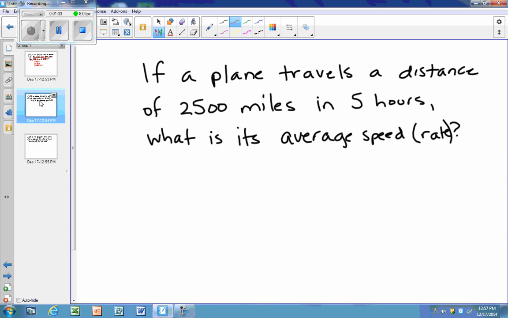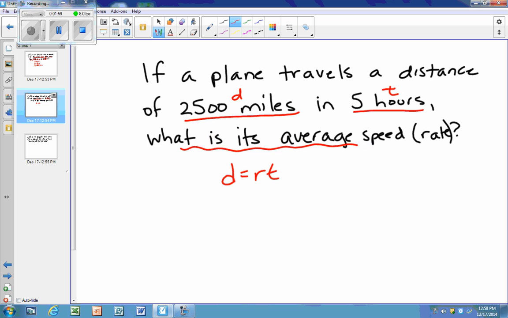Now the one right below that is the second one I'll be going over, and it's: if a plane travels a distance of 2,500 miles in 5 hours, what is its average speed or rate? So again, I'm going to use that distance formula. Distance equals rate times time. I'm going to reread the problem again. If a plane travels a distance of 2,500 miles, so this actually tells us that that's our D. In 5 hours, that's going to be our T, our time.